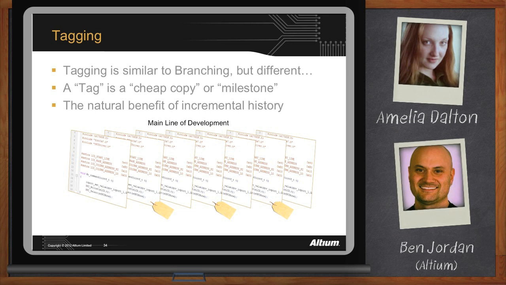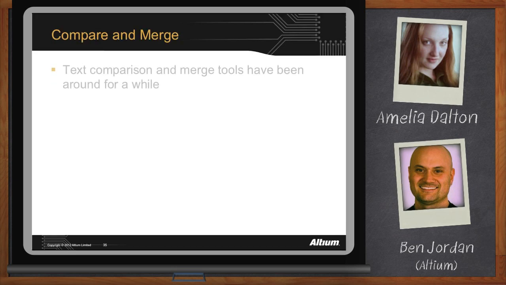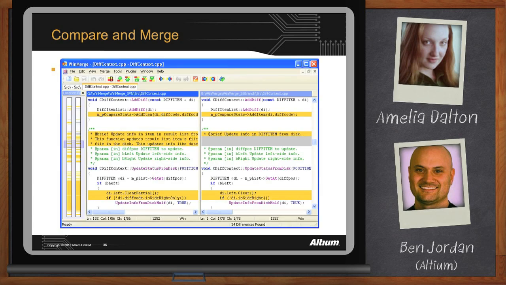Of course, coming from the software world, all the design sources are ASCII text or text code files anyway. So there have been many text comparison and merging tools around for a long time. For example, here's one, WinMerge, that I've used before. It's a decent open source comparison tool that lets you see where all the lines of source code have been modified, and you can merge changes from left to right or right to left. Now, of course, this doesn't work too well with a binary PCB or schematic document.